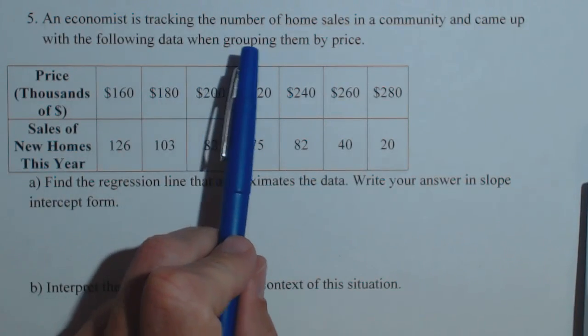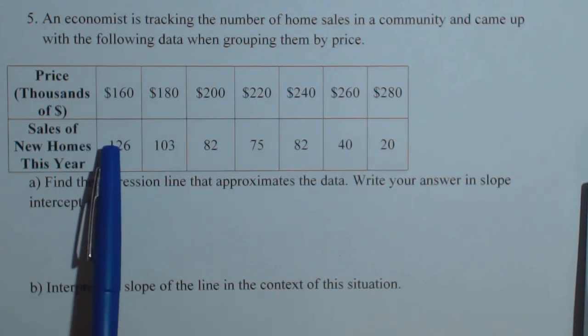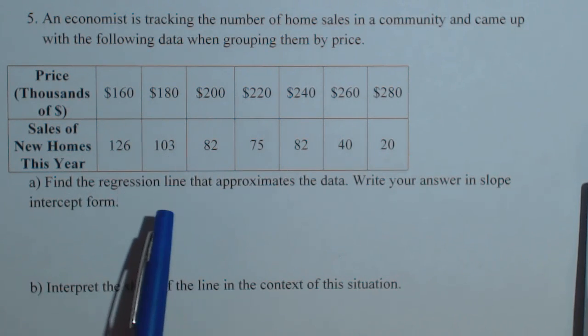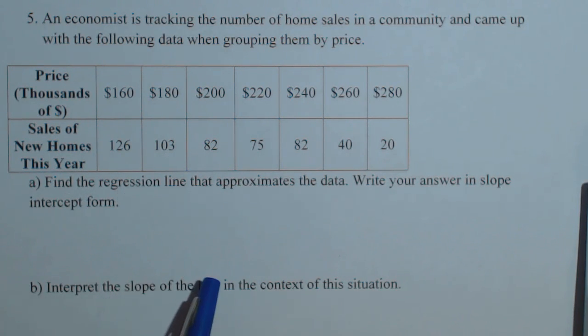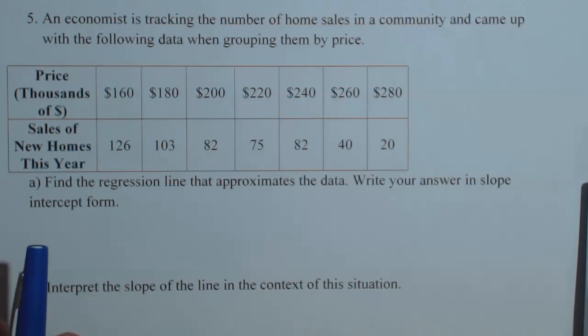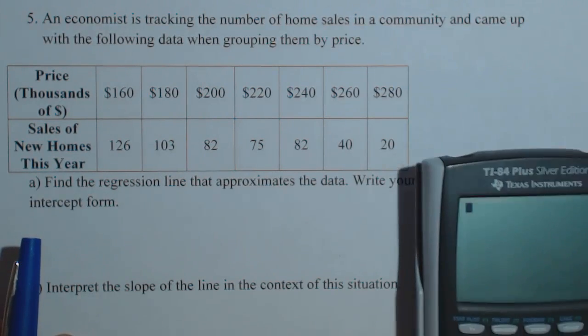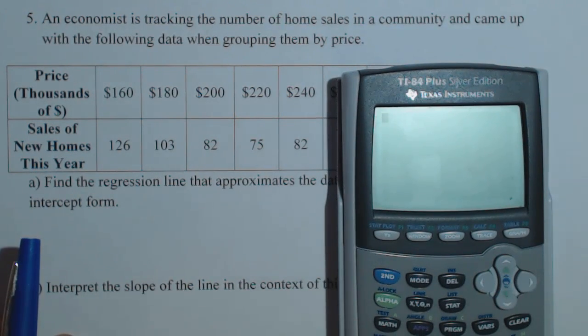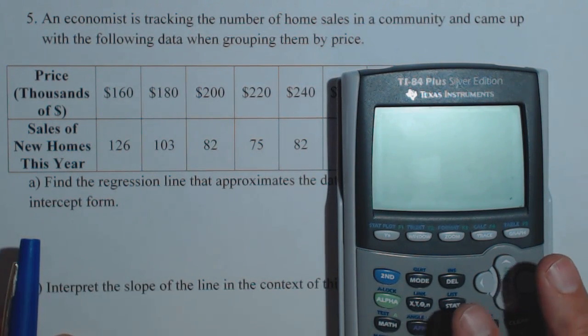An economist is tracking the number of home sales in a community and came up with the following data, and we want to find a regression line and interpret the slope. So let's talk about finding the regression line first. I have other videos that go through all the steps, so if you need a little bit more practice, just look at one of those.